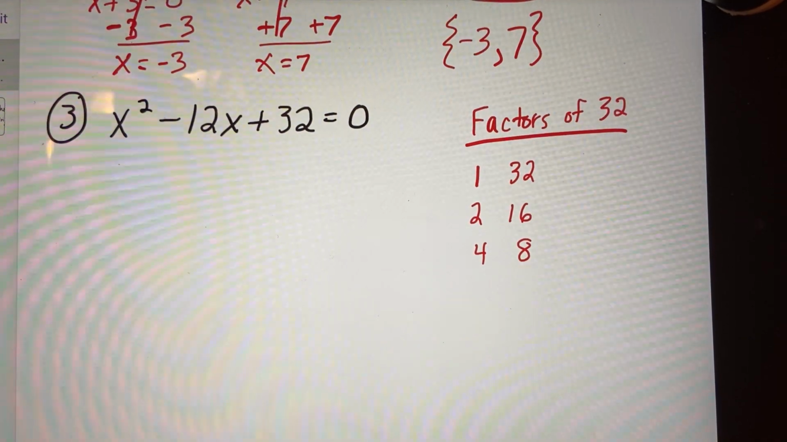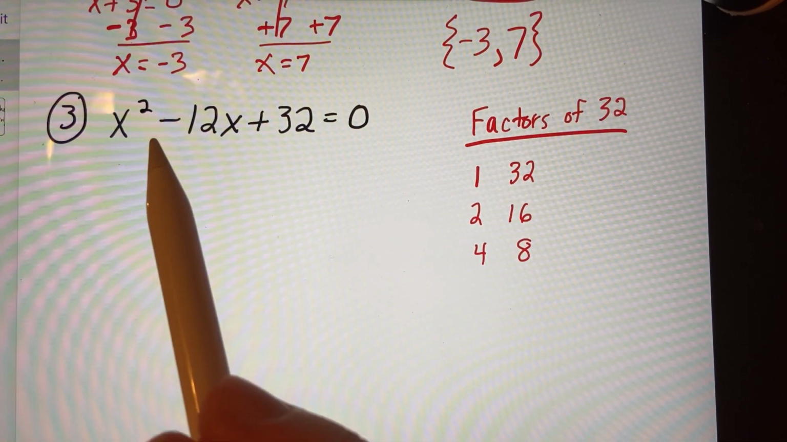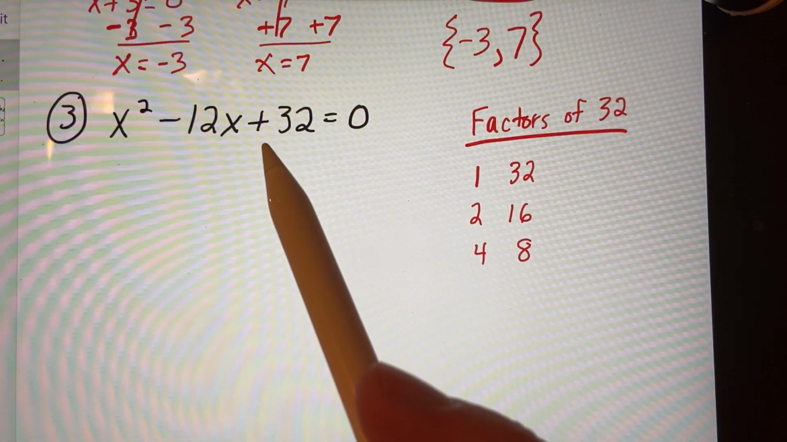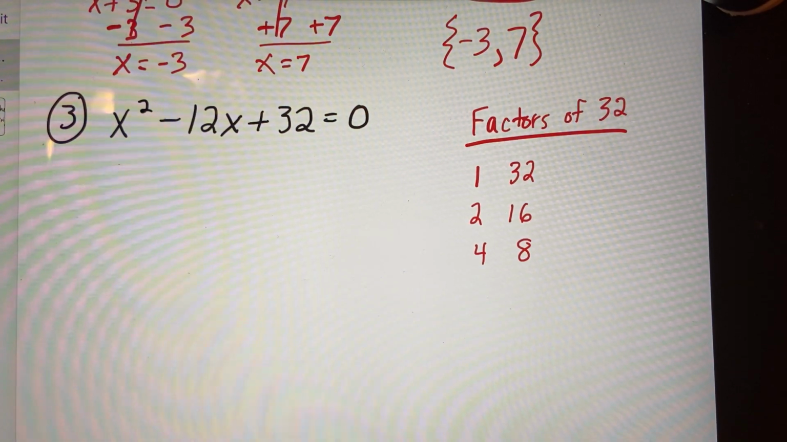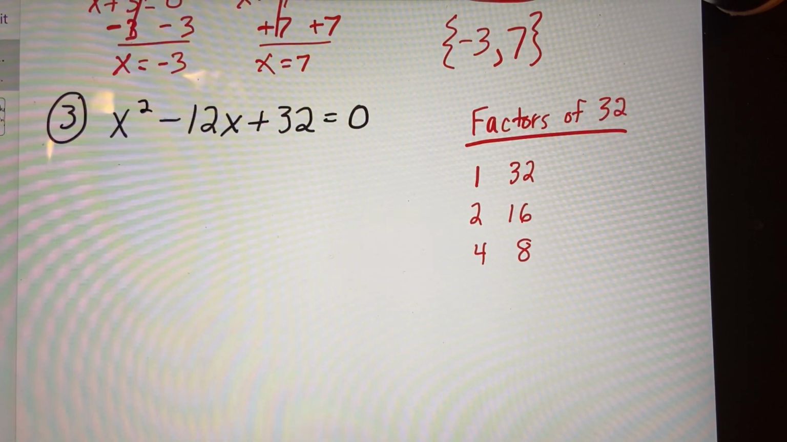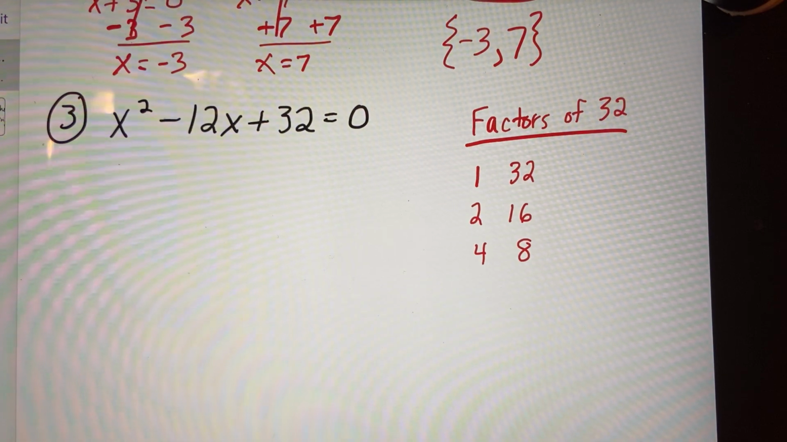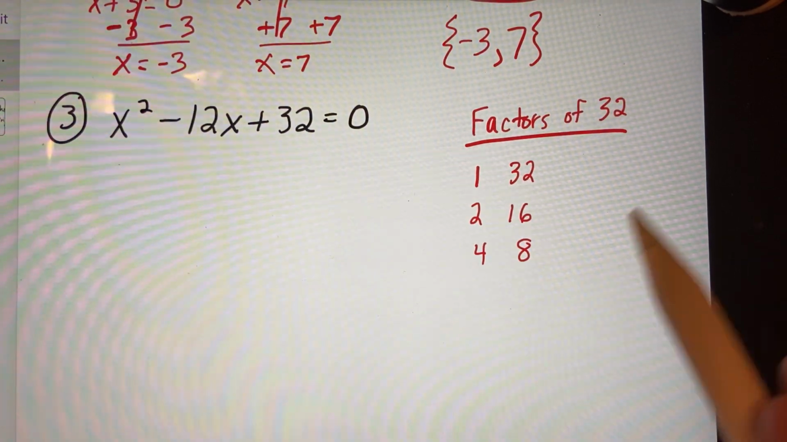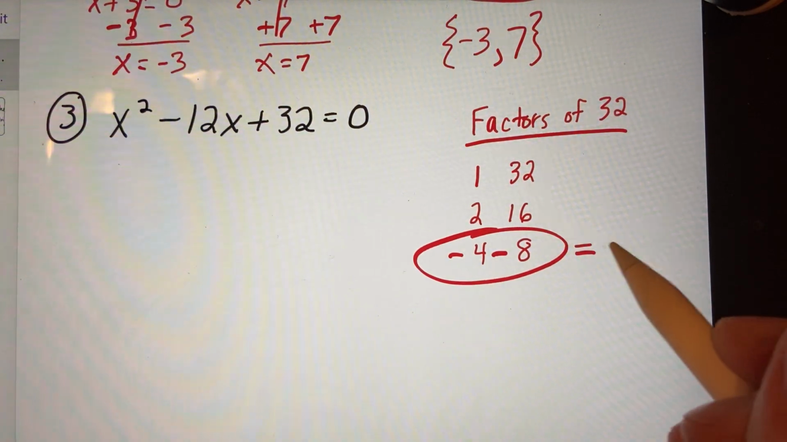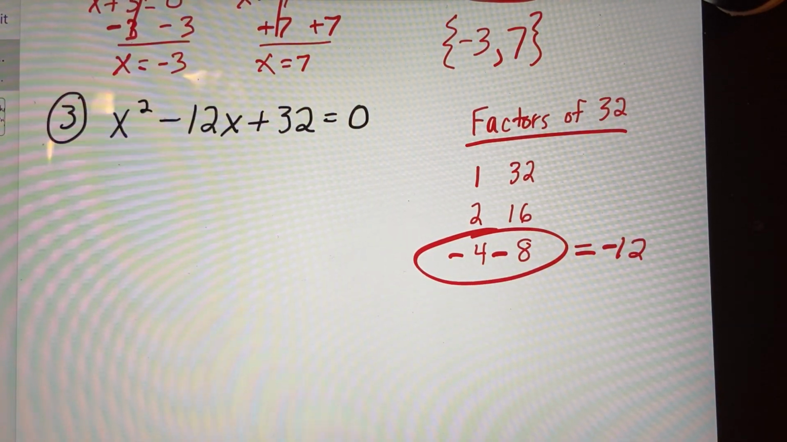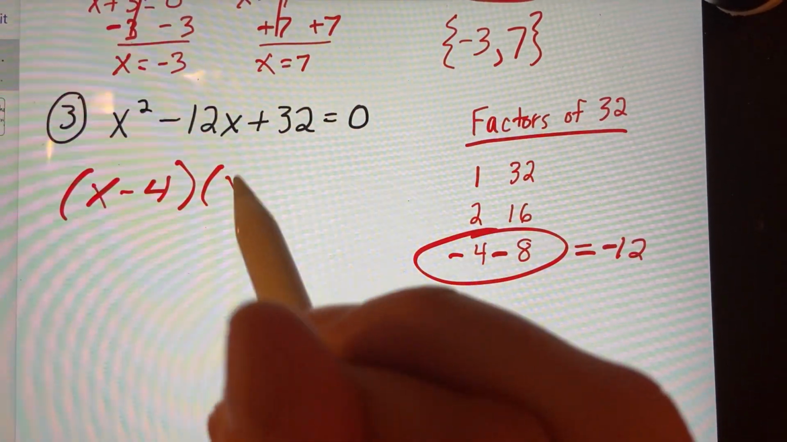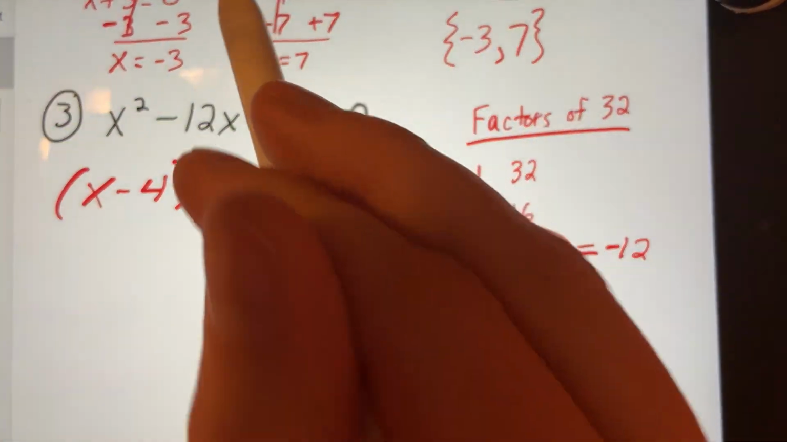So this is where sometimes people get confused with the signs. I have -12x plus 32. Basically, this is my hint to you. If this last number is positive, you want to think about what numbers would add to equal the middle number. And because the middle number is negative, then both of the signs in the parentheses are going to have to be negative. So I know that -4 and -8, that's going to add to equal -12. So that's how I'm going to plug that into my parentheses. I'll put x minus 4 and then x minus 8.